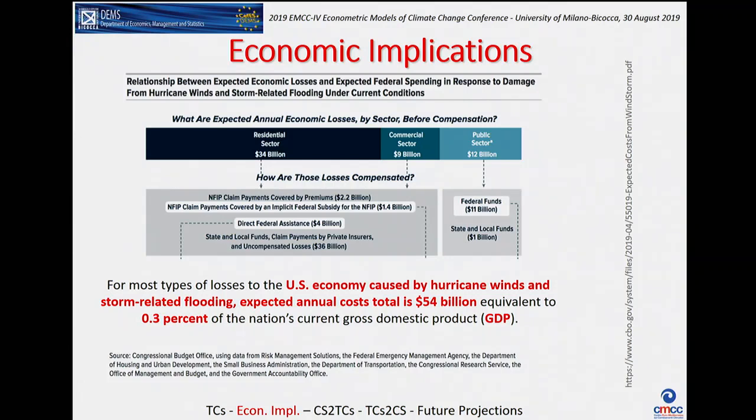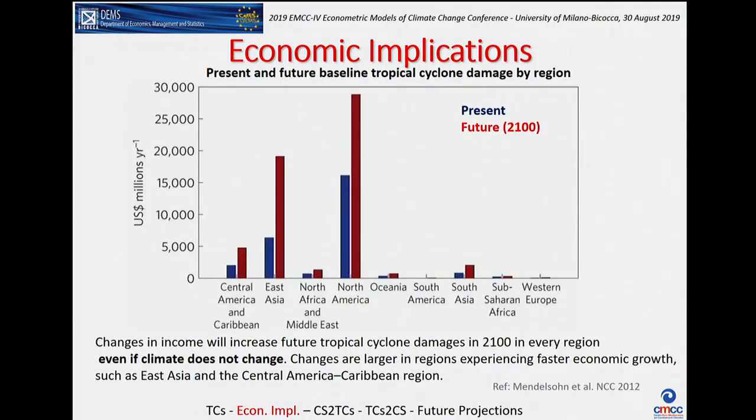For instance, most of it is in the residential sector, this one, and then there is a fraction in the commercial sector, and the public sector is the least affected. Also, in terms of compensation of these losses, not only the insurances are playing a role, but also directly the local state or the US government is providing money to compensate these damages.